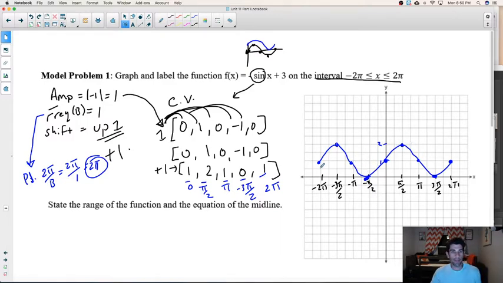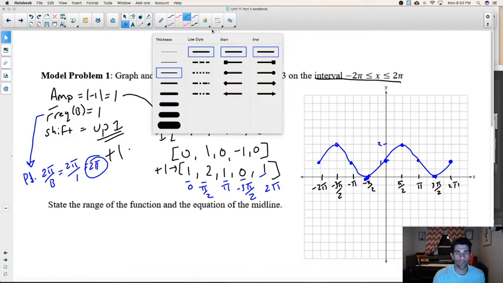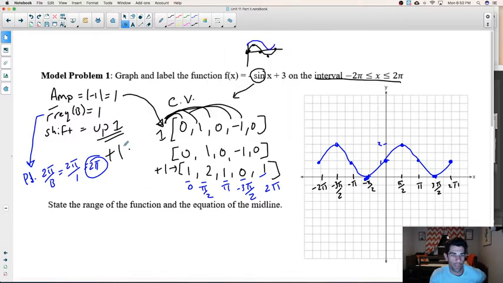All right, now state the equation of the range and the equation of the midline. So the range, the lowest point of this graph was 0. The highest point of this graph was 2. So there you go. There is your range.